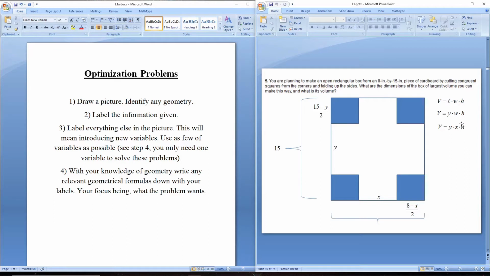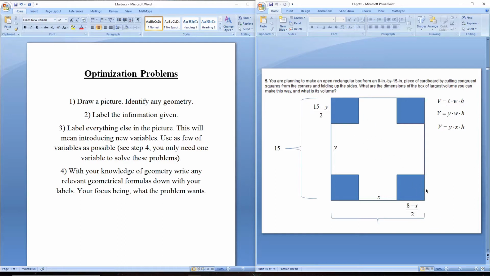And then for H, the height, remember the height of this box will be when these outside flaps fold up. And the height of these flaps are (15 minus y) over 2 or (8 minus x) over 2. And we can use either of those for our height.